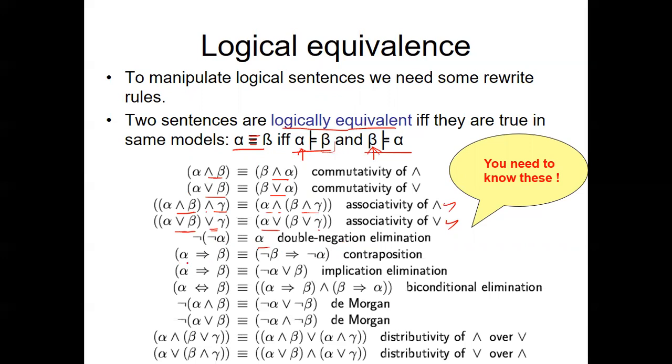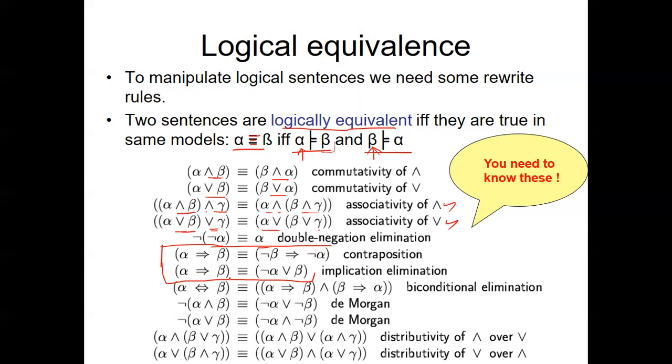Okay. So this is interesting. This you should remember. Alpha implies beta. These two things you should remember. Alpha implies beta is equivalent to not beta implies not alpha. So when we say alpha implies beta, it also means that not beta implies not alpha. This is called contraposition.